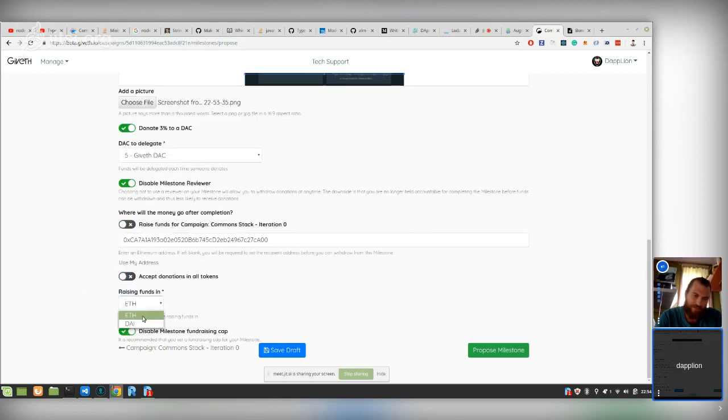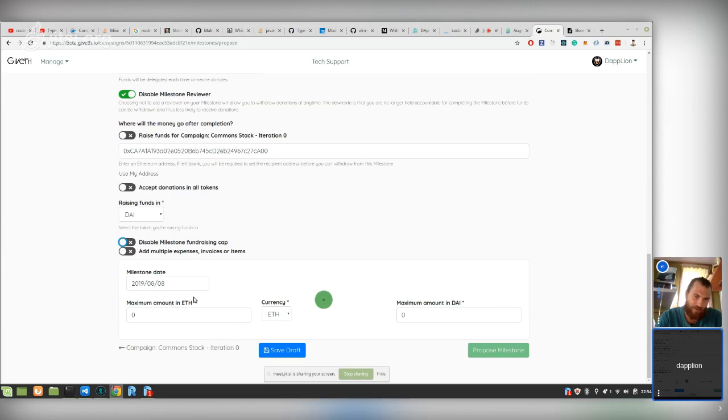Raise funds in DAI and enable the cap. Enable a cap. The last checked one. This one? Yeah, click that. And here you can just put in the amount. Although I don't know why it's saying Ether and freaking out on you. No, it's not Euro, it's DAI.